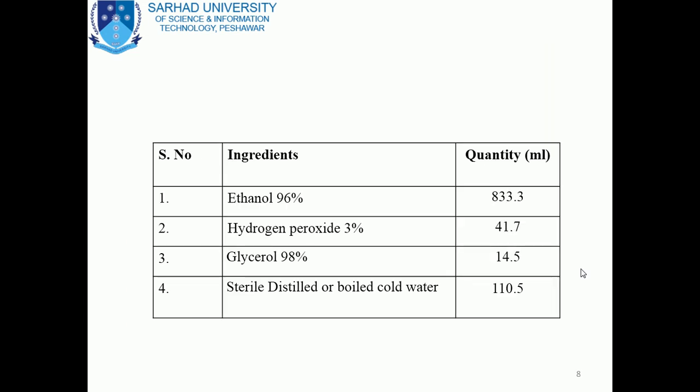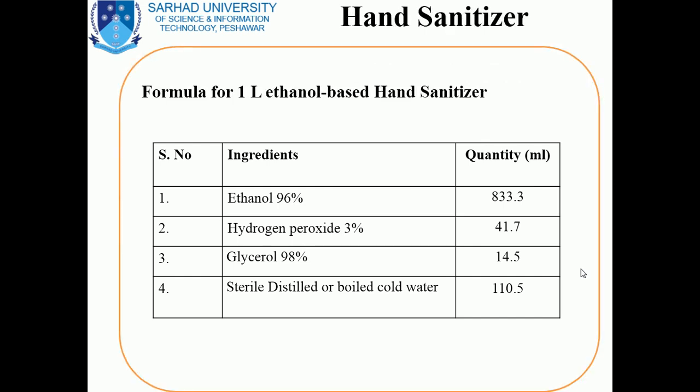Similarly, in ethanol, if we have, remember the ethanol quantity, that is 833.3 ml, and the rest of two, that is hydrogen peroxide and glycerol, these are similar as in the formula 1, that is 41.7 and 14.5 respectively. Add these three ingredients and subtract from 1000, you will get 110.5, that is the required quantity we need for the formulation, that is of the sterile distilled or boiled cold water.